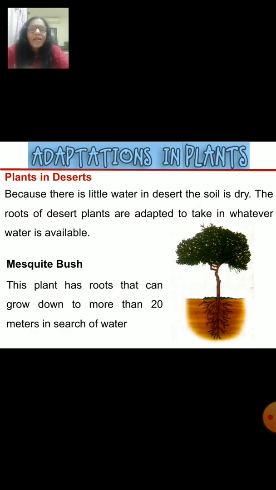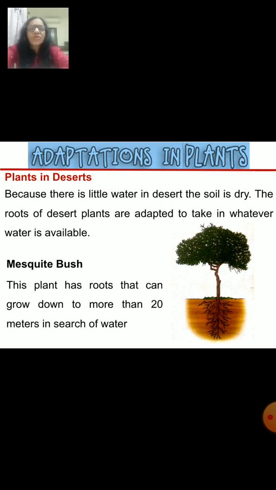As I told you, the roots of desert plants are adapted to take in whatever water is available. Another example is the mesquite bush. You can see the picture. This plant has roots that can grow down to more than 20 meters in search of water. I told you the water is not much available, the soil is dry.